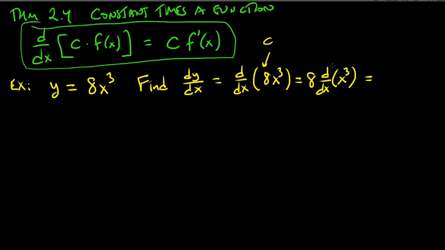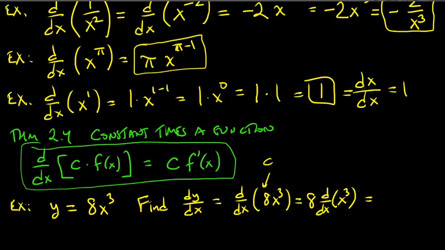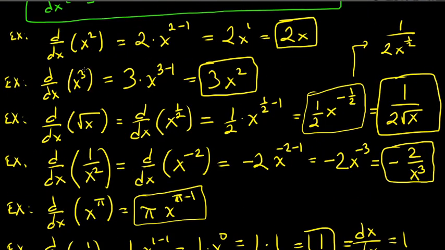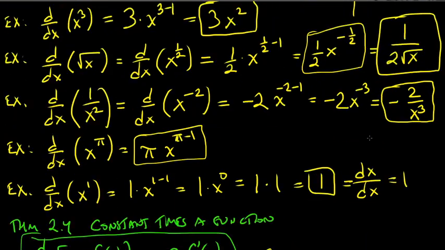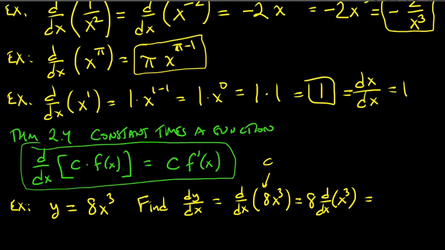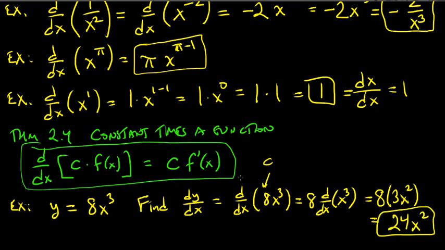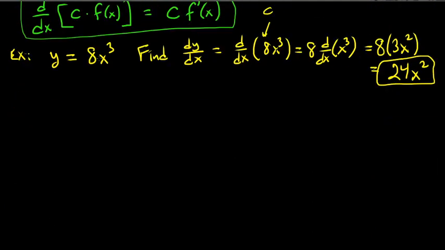Now, we still have to take the derivative of x cubed. But we did that already. That was like the second one we did. It's 3x squared, right? So, just multiply 8 times 3x squared. And 8 times 3 is 24, so 24x squared. That's it. That's the derivative of 8x cubed.